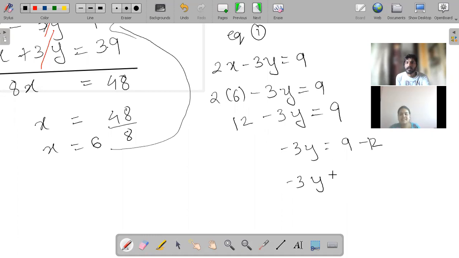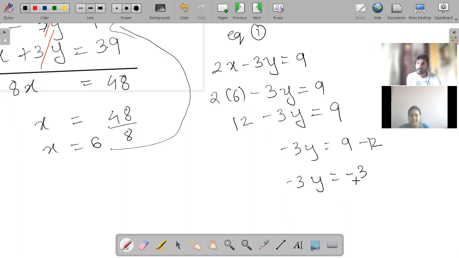Okay, so x is 6. Minus 3y is equal to 9 minus 12, right? How much is 9 minus 12? Minus 3. So minus minus cancel, and y will be equal to 3 divided by 3, that is 1. Yes. Got it? Okay.